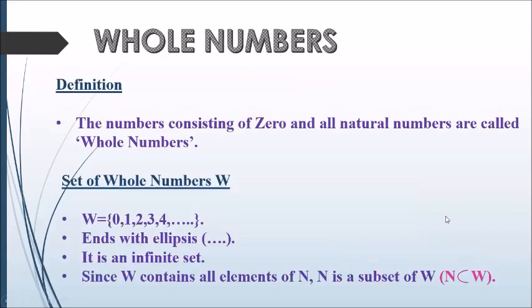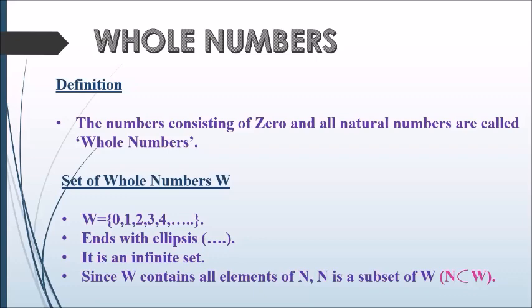Okay, class, moving on to the next slide, the whole numbers. What are whole numbers? Whole numbers consist of zero and all natural numbers. So whole numbers start with zero and include all natural numbers. Now suppose I ask you if 2 is a natural number and a whole number, you can say yes, it is both. But if I ask what is zero, then zero is only a whole number and not a natural number. If you remember, we did a question in exercise 2A. So zero is a whole number and not a natural number.